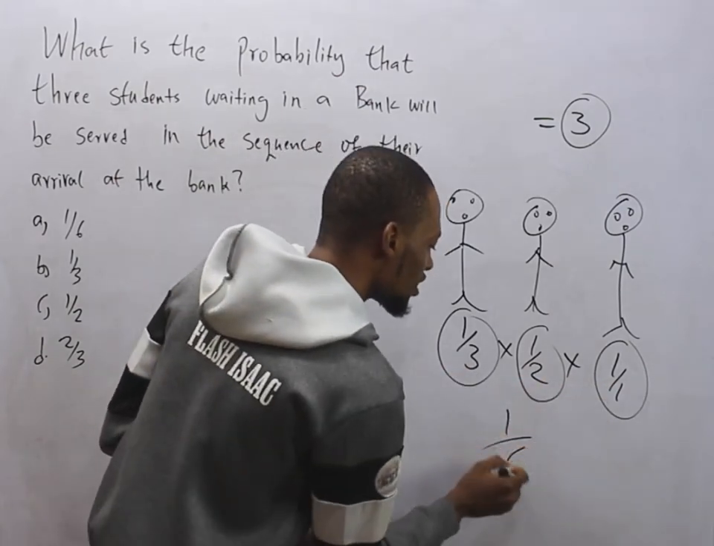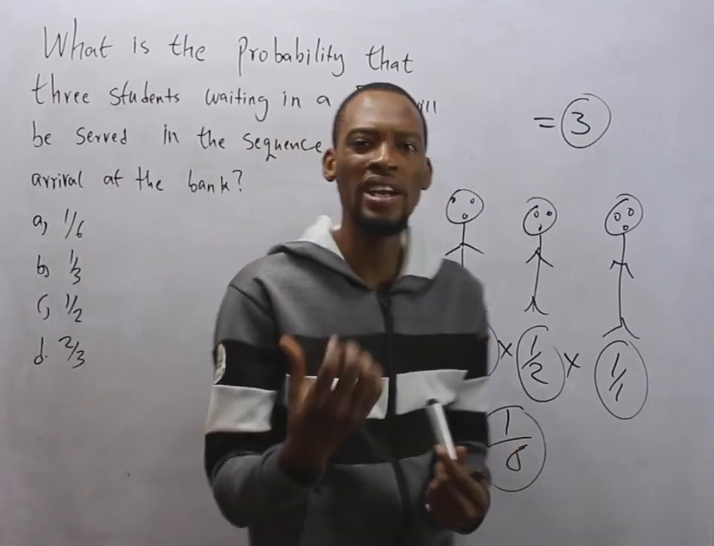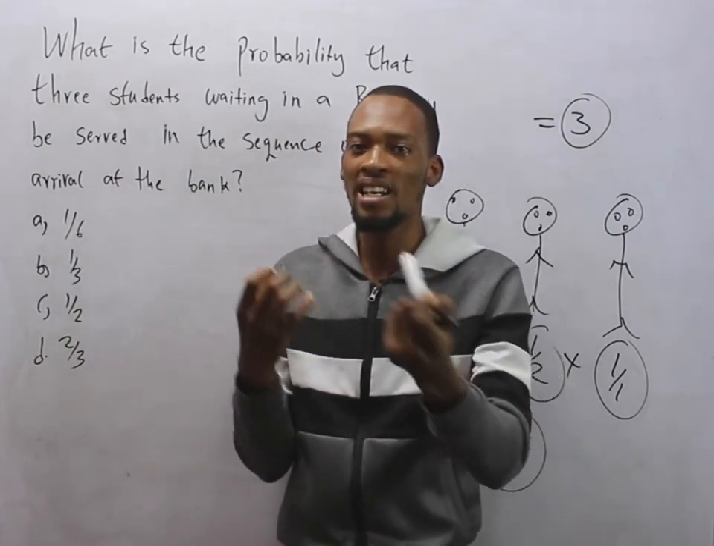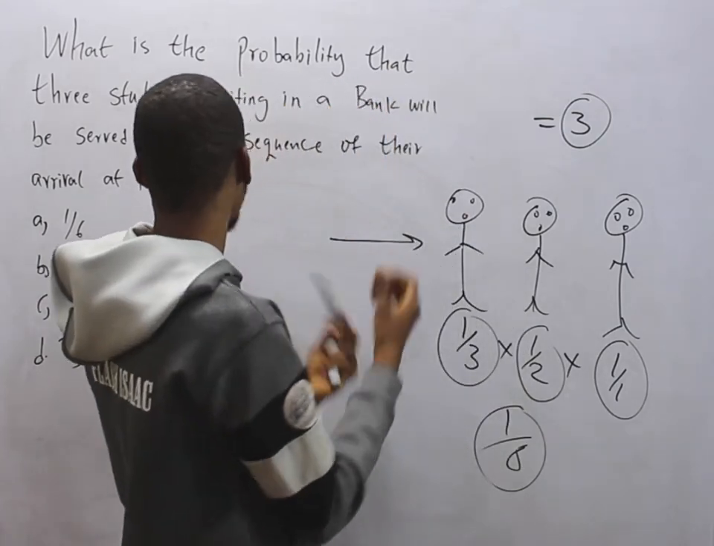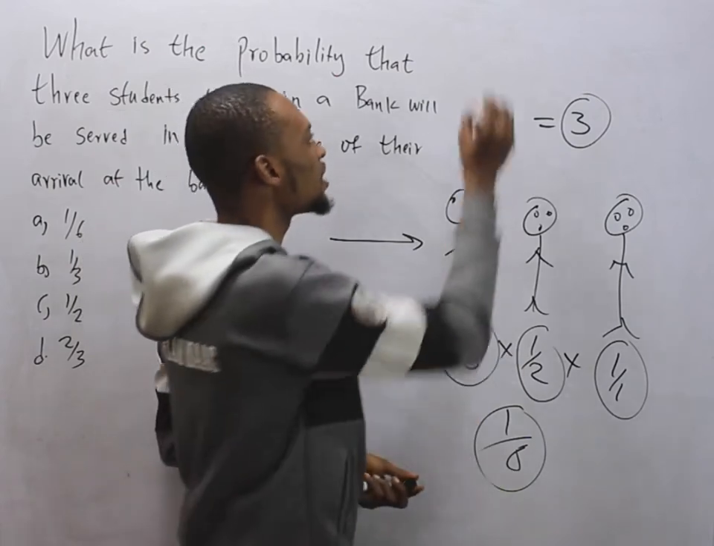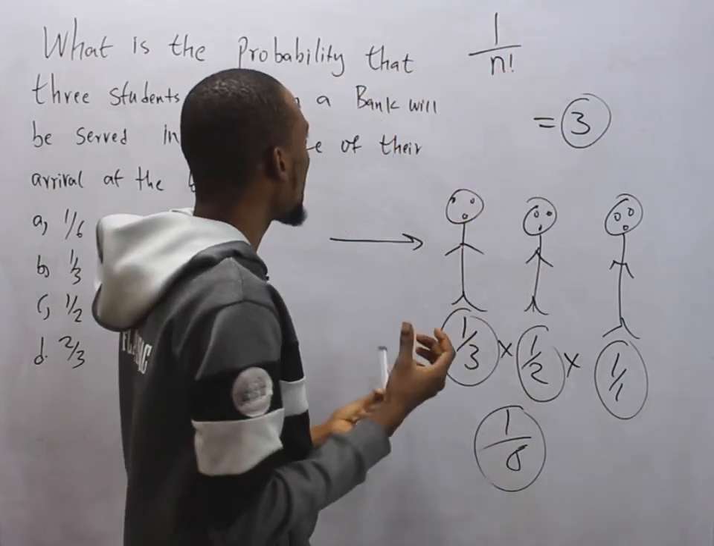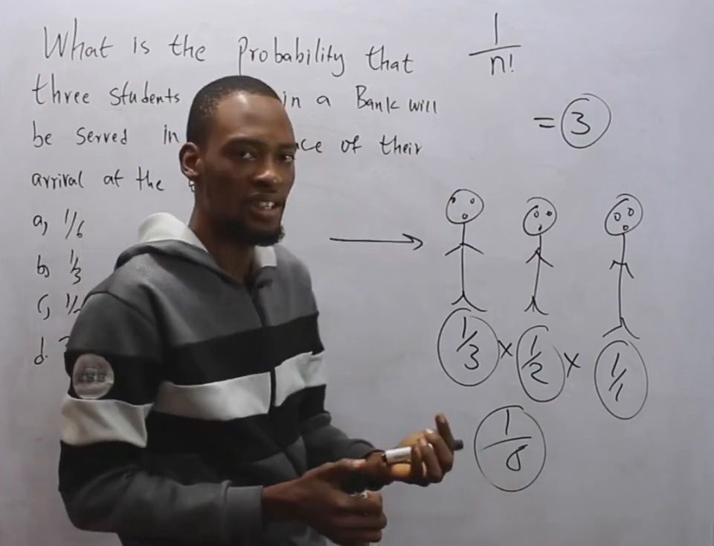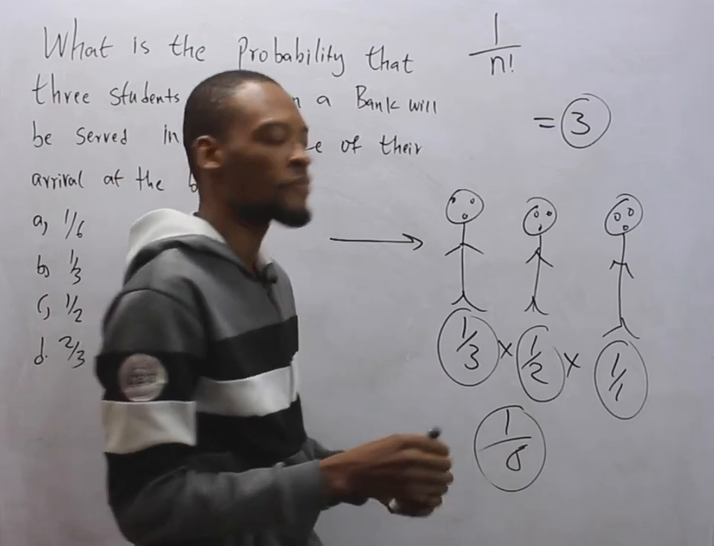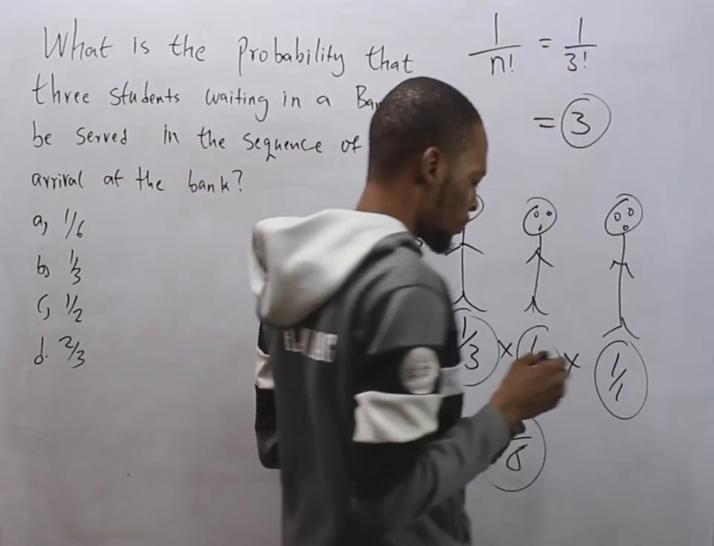6 times 1 is 6. So the chance is 1 over 6. There is another way you can solve or answer this question. The chance at which they will be served according to how they arrive is simply 1 over n factorial, where n is the number of students waiting. In this case, it is 3. So the chance is simply 1 over 3 factorial.